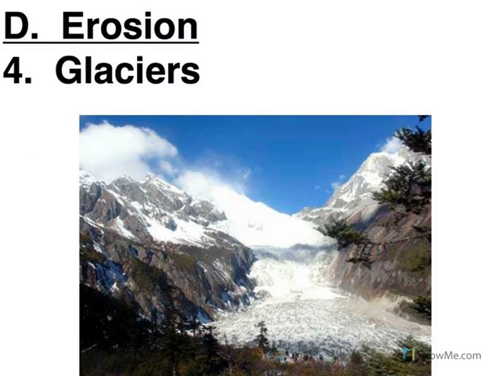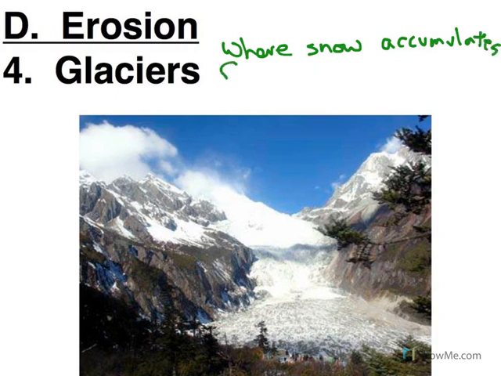Glaciers are another source for erosion, and when we talk about glaciers, what we're talking about are places where snow accumulates faster than it melts. And that's true year-round. So, what types of places do you find glaciers?